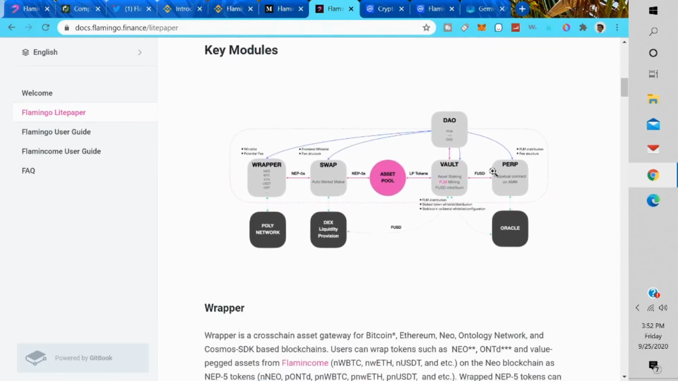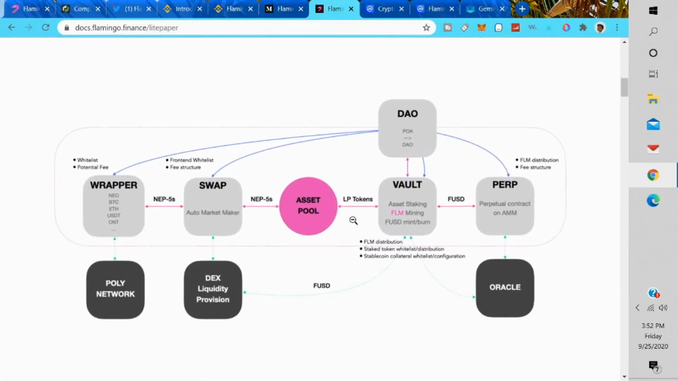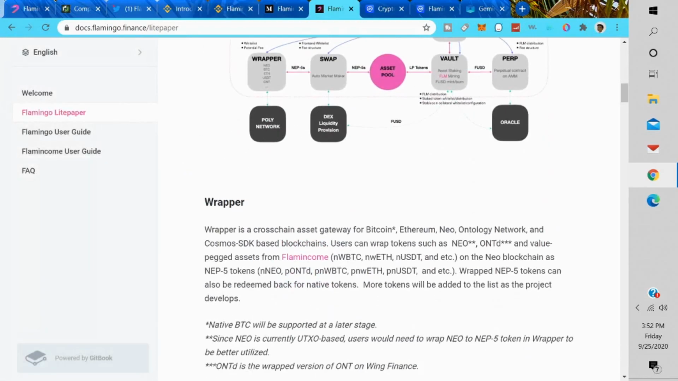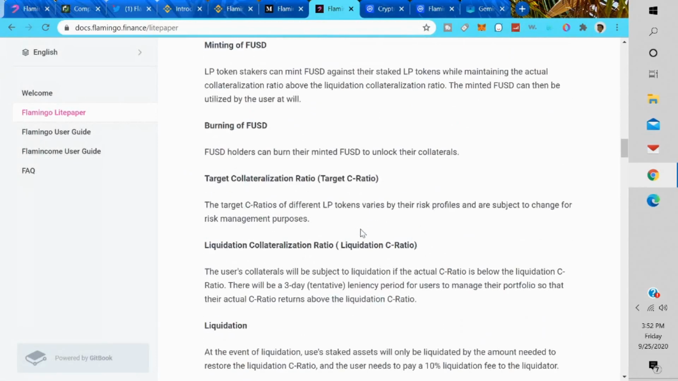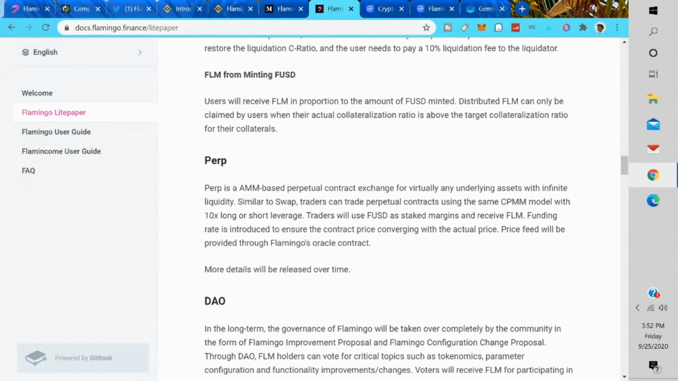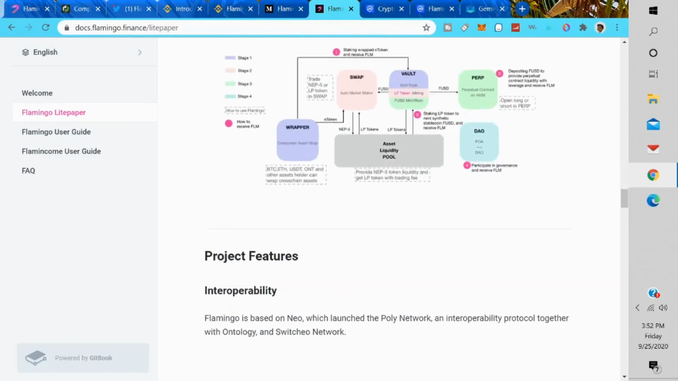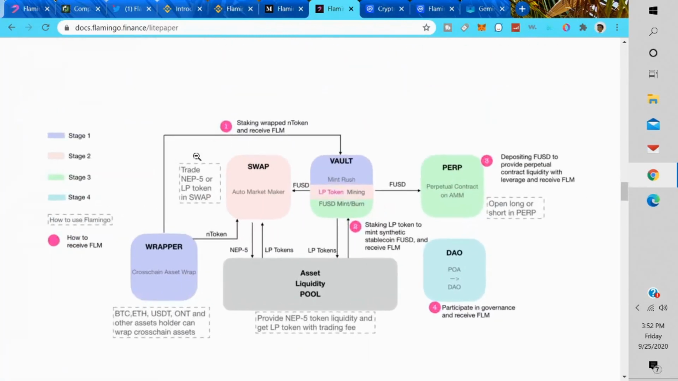So this is a good diagram of what the project is doing and what it is. You have the asset pool, the net fives, you have the swap and the wrapper here, and then you have the vault and the perpetual contract on AMM. They have a DAO that controls how this works. You have an Oracle, you have a DEX liquidity provision, Poly network, all of this shows what's going on. So this Flamingo light paper, I'll put a link to it in the description, or you can just go to docs.flamingo.finance light paper and read this to get more information about how this actually works. And this is a really good diagram of how it works.